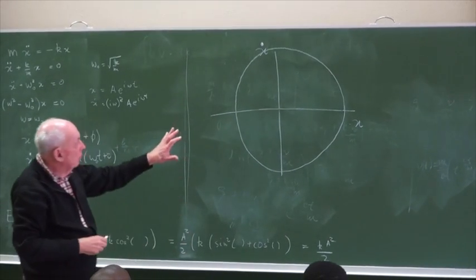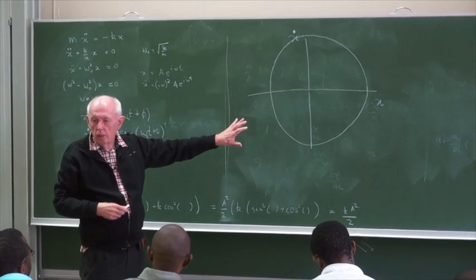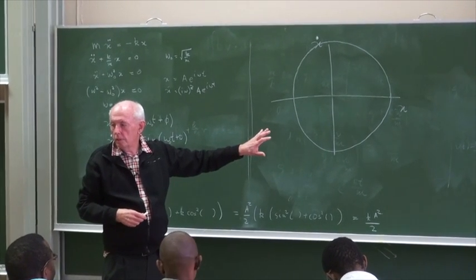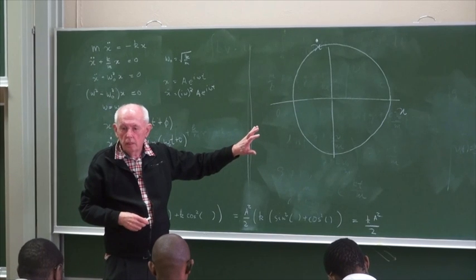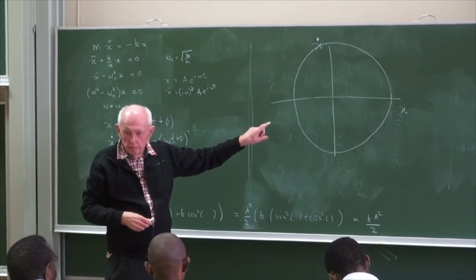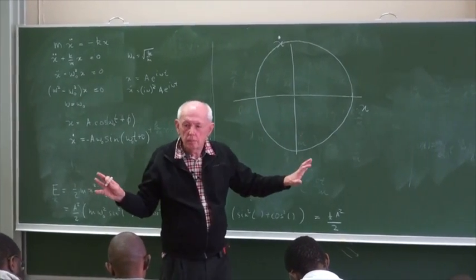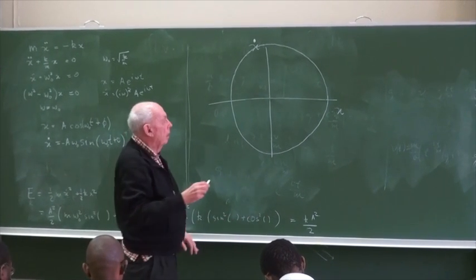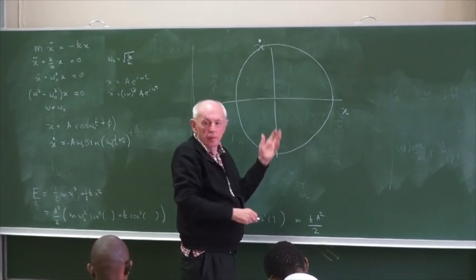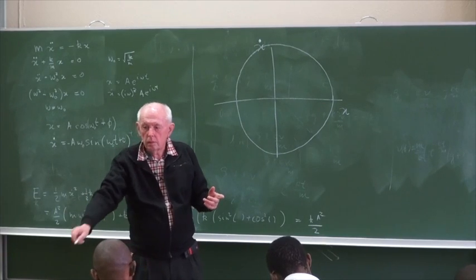And so this is the phase diagram for a simple harmonic oscillator. And any simple harmonic oscillator has this diagram. This is the thing that describes it. If you see that, you see, oh, it's a harmonic oscillator. Okay. The energy determines the radius of this thing. It's determined by the energy.